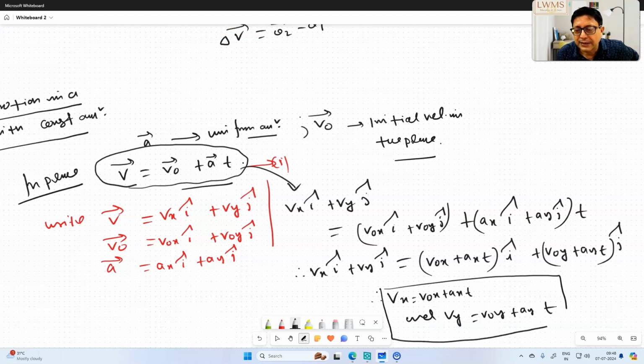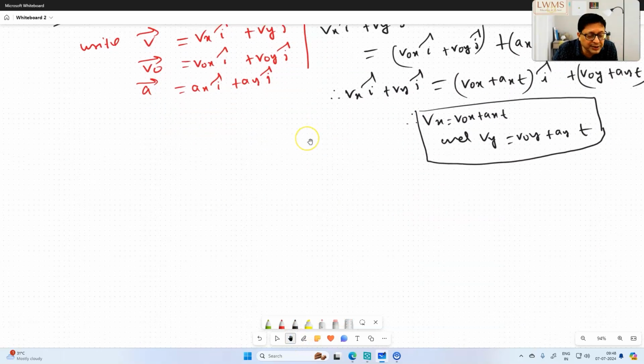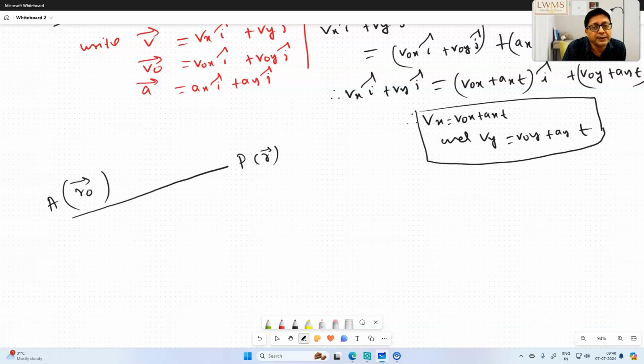Okay? This is your concept. So anything in two dimensions you consider to be made of two one-dimensional cases. We can write, this is the first equation of motion, number one. We can write other equations of motion accordingly. Like if the initial position of the particle is r0 and after time t it reaches point P, whose position vector is r, then what is the AP vector? I want to write the equation S equal to ut plus half at square. How is it defined over here? This is in one dimension. How does it arise here?